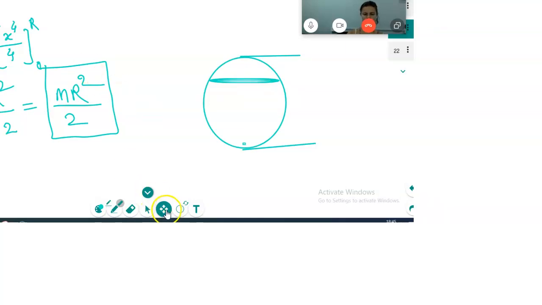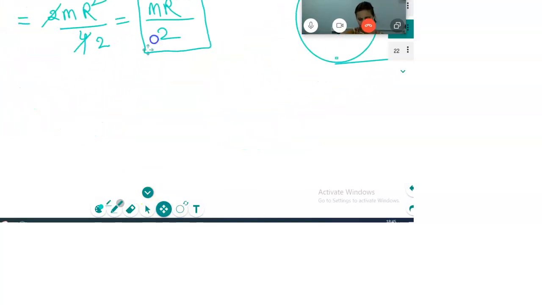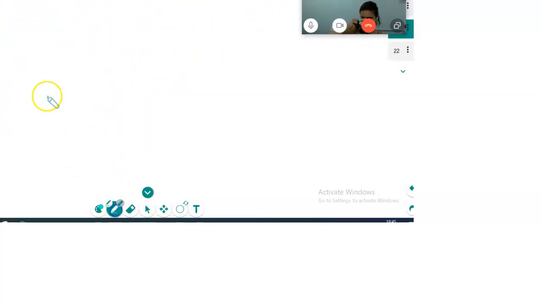First, before going to that, I just wanted to clarify two theorems: the parallel axis theorem and the perpendicular axis theorem. I don't know this theorem. Parallel axis theorem, and then perpendicular axis theorem. Is it clear? So the parallel axis theorem means what?